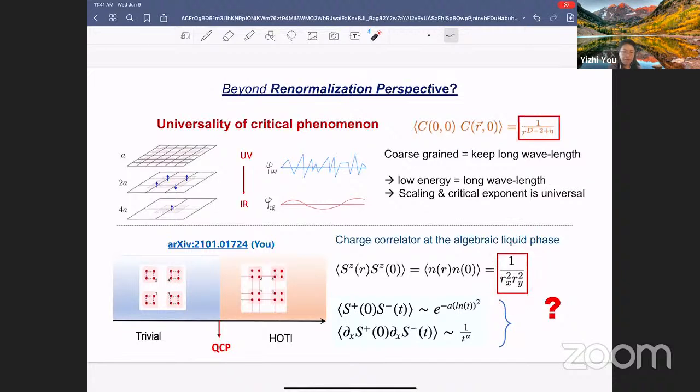And second, if we measure the magnon-magnon correlation in both spatial and temporal directions, they are short range correlated. It decays faster than any power law, but slightly slower than exponential. However, if I measure not the magnon-magnon correlation but the dipole-dipole correlation, which is the spatial derivative of the magnon operator, that correlation function is power law.